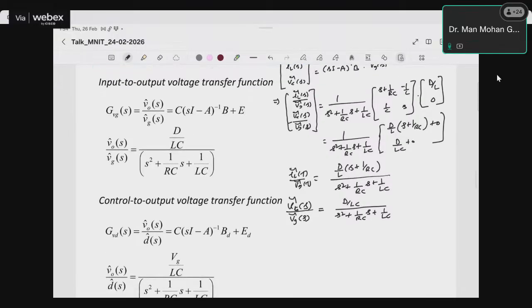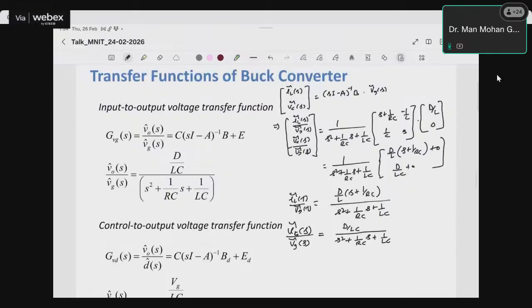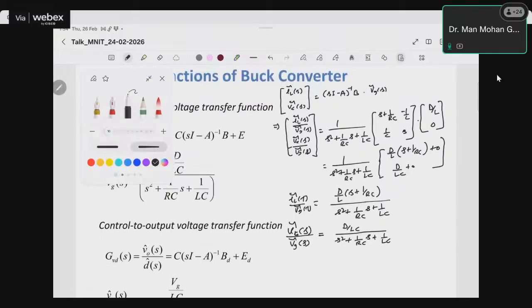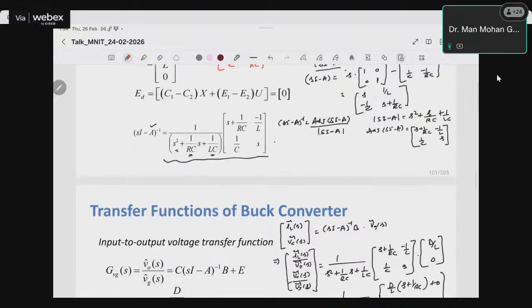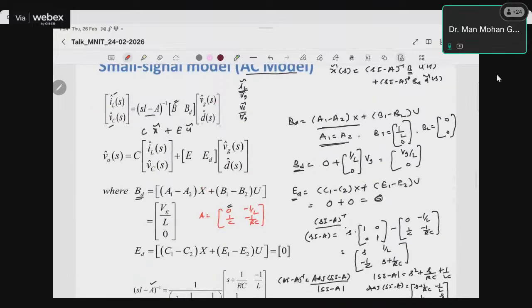Now these are not written here. This is additional, which I have derived. Now, if we are interested, this is with respect to Vg only, right? Similarly, we can find with respect to D also. So we can find IL upon D and Vc upon D. For that, what we need to do is write SI minus A inverse into BD.